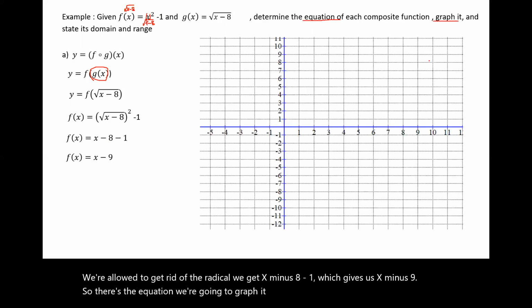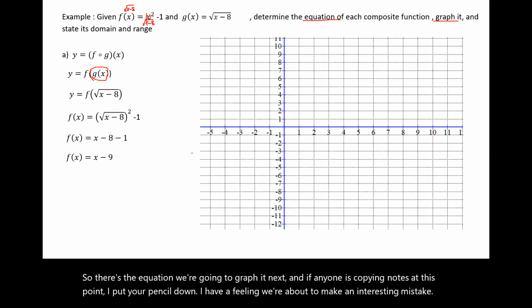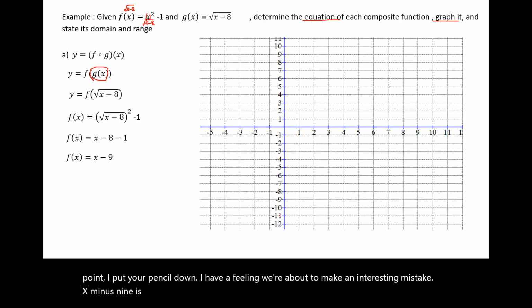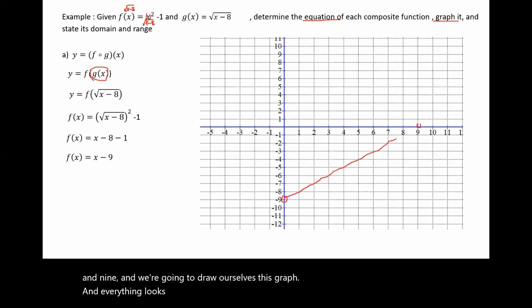And if anyone is copying notes at this point, I'd put your pencil down. I have a feeling we're about to make an interesting mistake. X minus 9 is the y equals x graph shifted down 9. So it's going to cross at -9 and 9. And we're going to draw ourselves this graph. And everything looks good at the moment. It's a pretty awful straight line, but you get the idea.